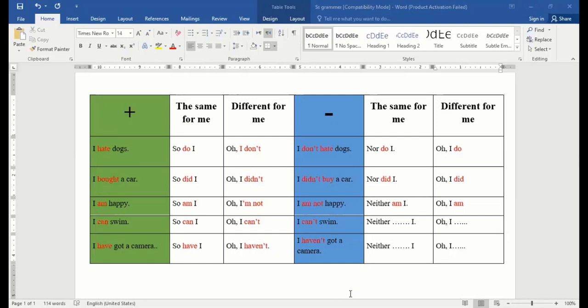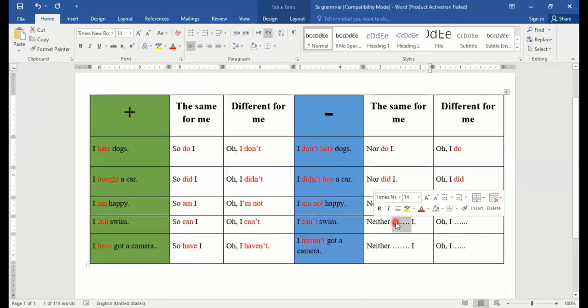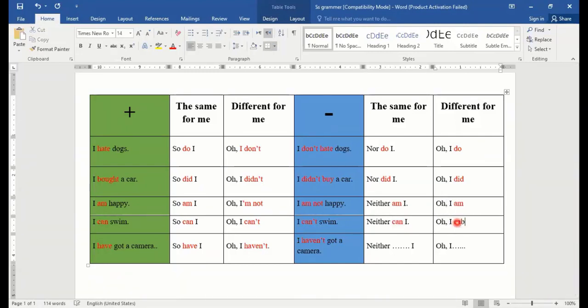"I can't swim. Neither can I." And "Oh, I can." "I can swim." And "I haven't got a camera. Neither have I." And "Oh, I have."